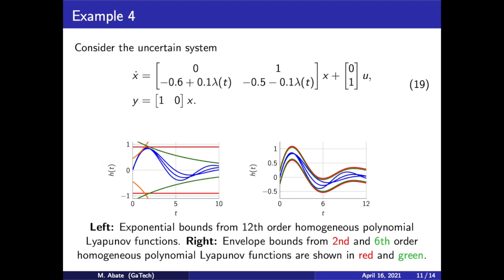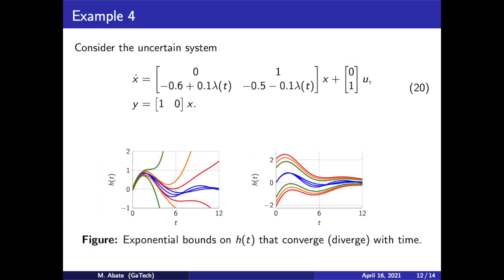We also present a method for computing envelope bounds on the system's impulse and step responses, as shown on the right. In this case, the red and green lines describe envelope bounds from 2nd and 6th order homogeneous polynomial Lyapunov functions. And then the last thing we do is combine these two ideas, exponential growth and decay, with envelope bounds to compute envelope bounds that grow or decay with time, as shown on the bottom. I don't have time here to fully get into all the results, but I do recommend our publication to the interested reader, because I think the math is intuitive, simple, and easy to understand.